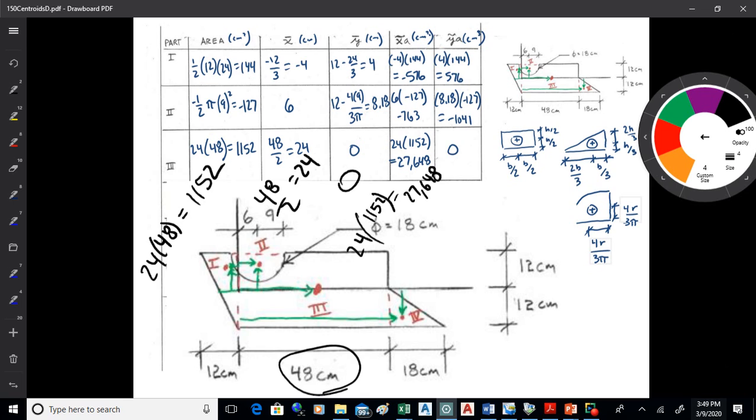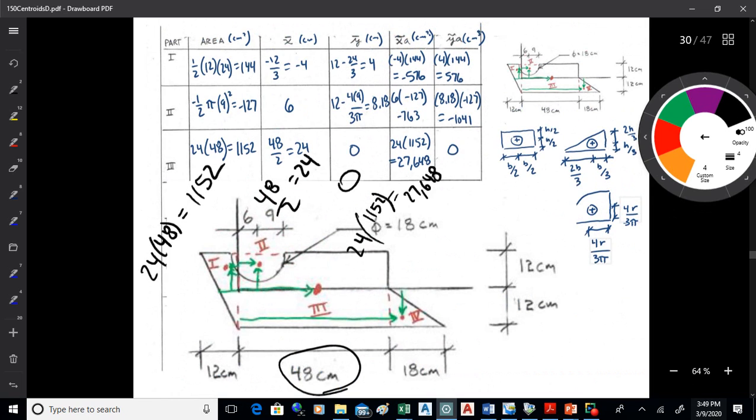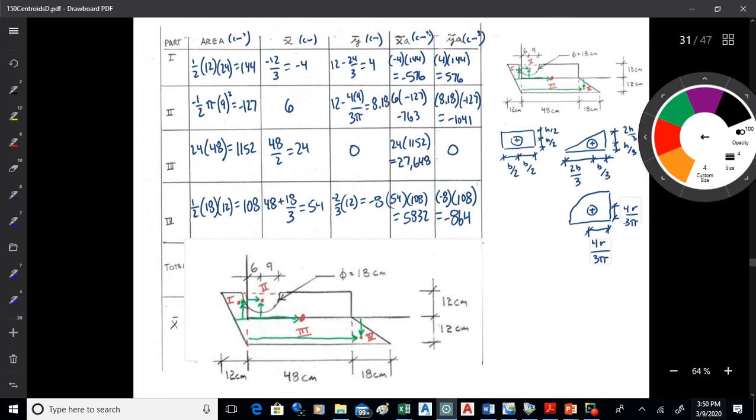Okay, and the last one's the triangle. We're okay with that. Okay, the triangle then, 1/2, 18 times 12, so base of 18, height of 12, 1/2 times 18 times 12 is 108. That's the area.